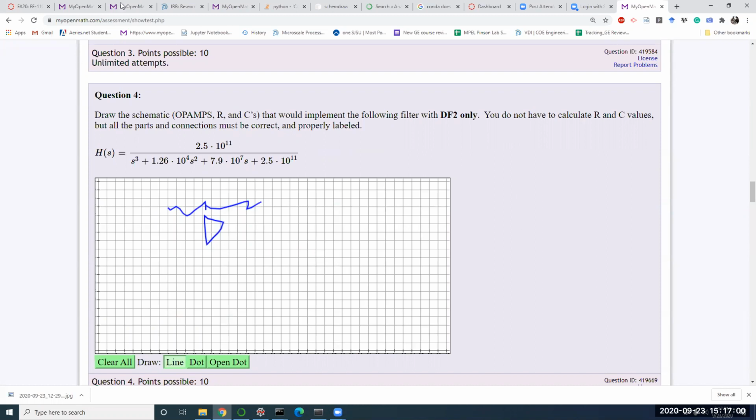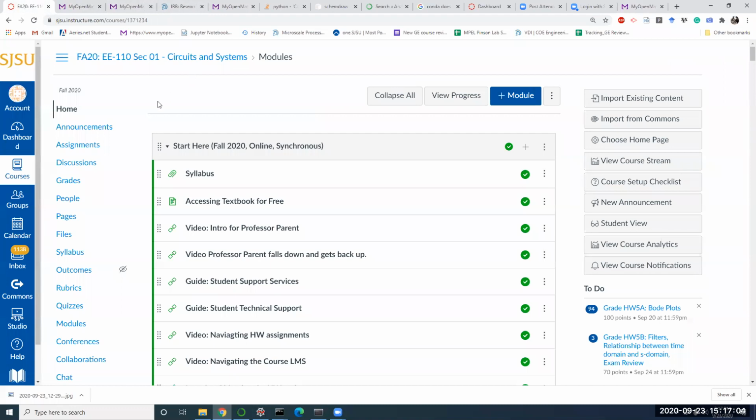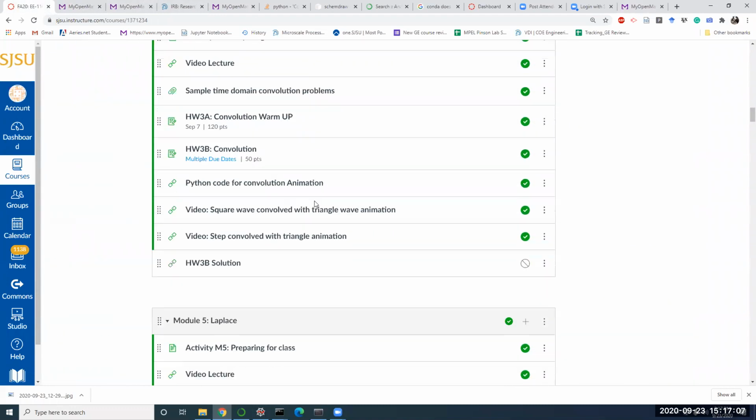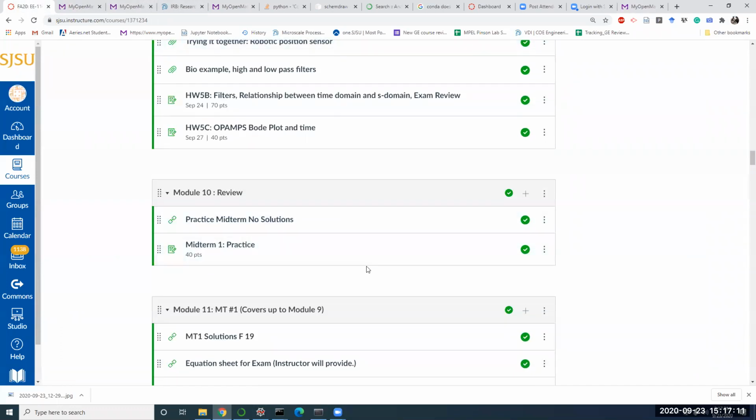Yeah, it should be in modules now. It's in modules now.